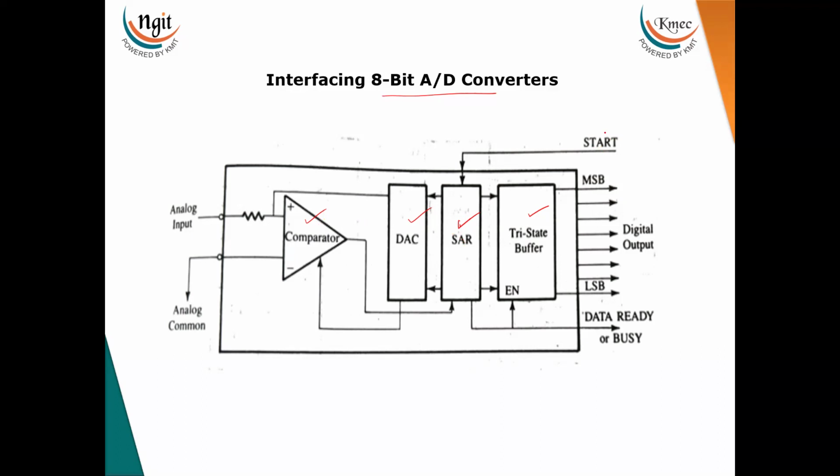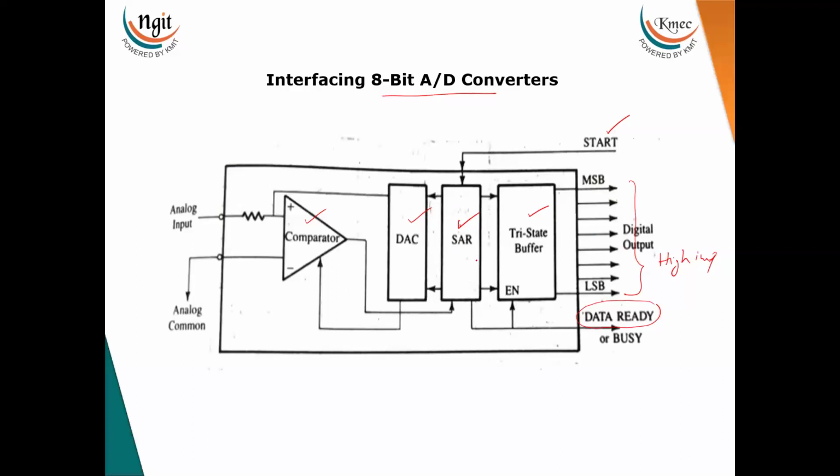This start signal should be given by the microprocessor. When the conversion is taking place, the data ready signal is disabled. This signal is low, thereby this tri-state buffer is not enabled. So the digital output that we get is nothing but high impedance, neither 0 nor 1.